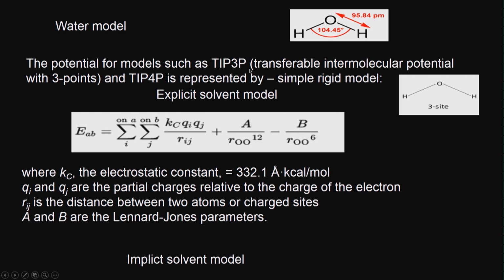So, TIP3P, transferable intermolecular potential with 3 points, and TIP4P is represented by a simple rigid molecule. So, the model looks like this. Okay. There is a 12 here, 6 here term. Okay. Then there is a constant Kc, the electrostatic constant given by this. Qi, Qj are the partial charges related to the charge of the electron, Rij is the distance between two atoms or charged sites, A and B are the Lennard-Jones potential terms.